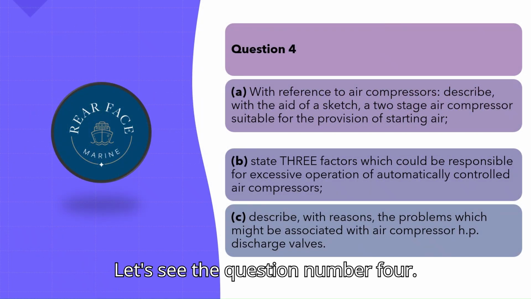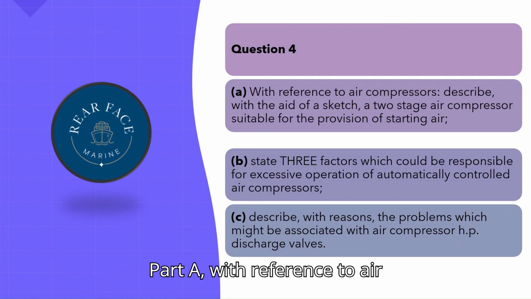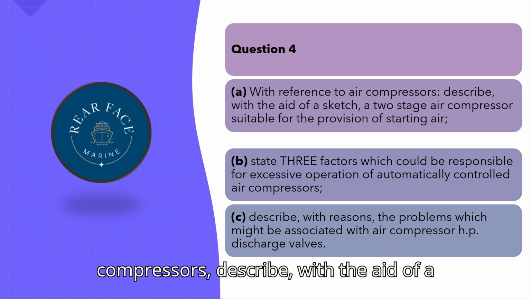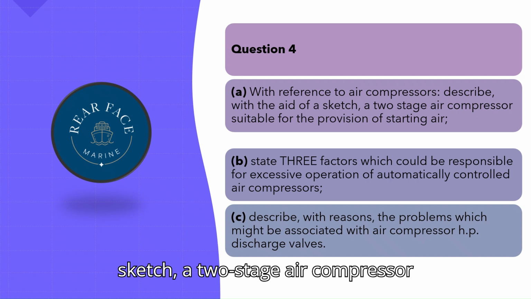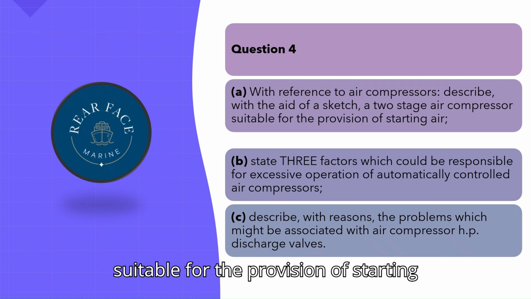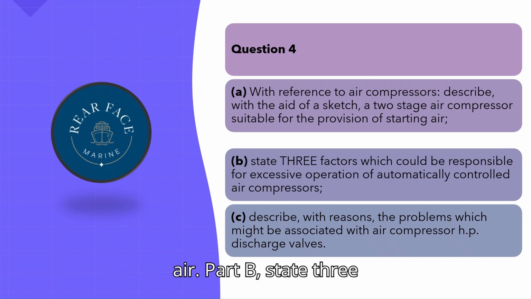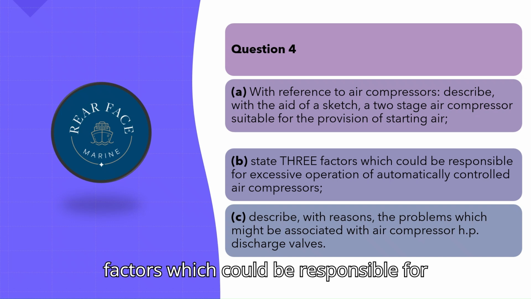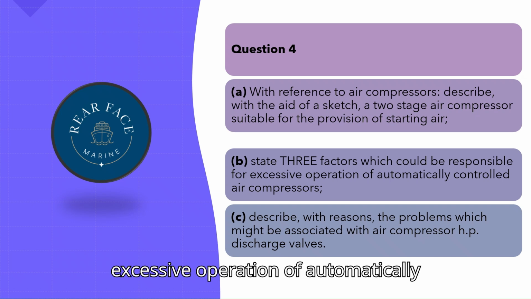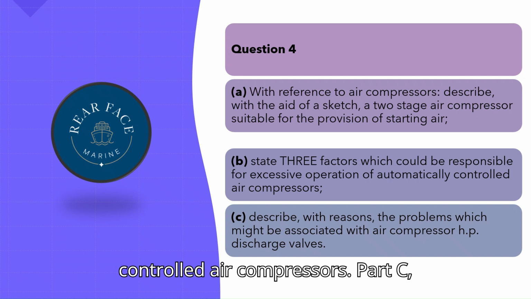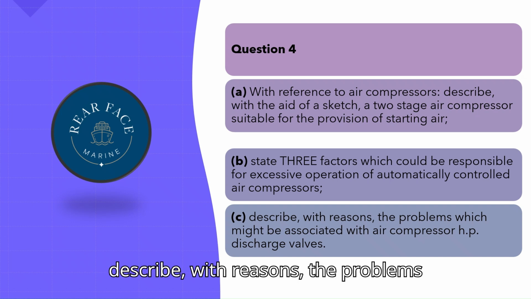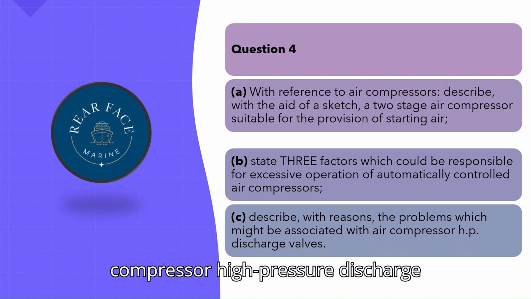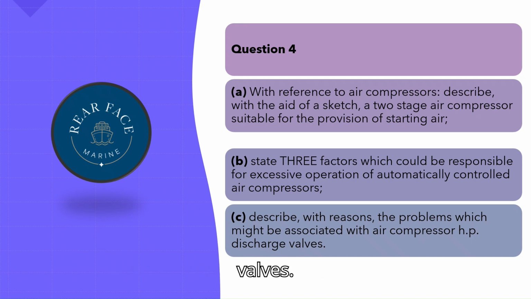Let's see Question number 4. Part A. With reference to air compressors, describe, with the aid of a sketch, a two-stage air compressor suitable for the provision of starting air. Part B. State 3 factors which could be responsible for excessive operation of automatically controlled air compressors. Part C. Describe, with reasons, the problems which might be associated with air compressor high-pressure discharge valves.